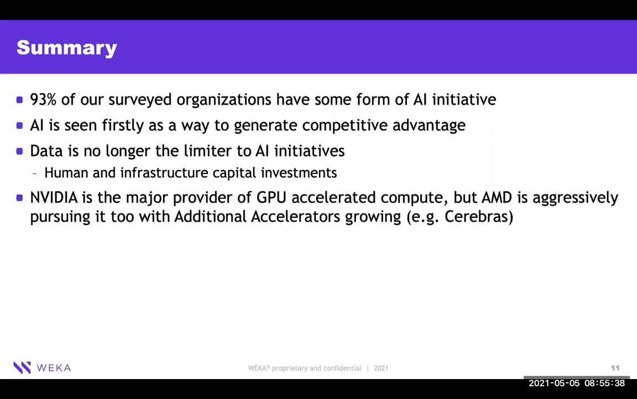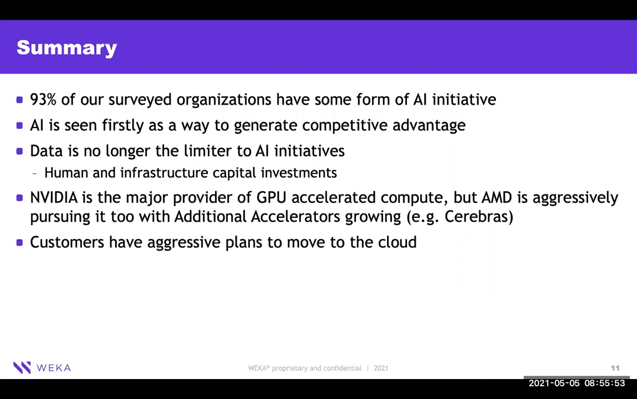Infrastructure, human infrastructure. NVIDIA is the major provider of GPU accelerated compute, but AMD and Intel are actually behind it. And there's actually more accelerators growing in the market. For example, Cerebras is a big one. Customers have aggressive plans to move to the cloud. We have that in the complete questionnaire, but we also asked customers about their cloud initiatives. What are the cloud initiatives today and how do they plan to see it in the future? There's definitely an aggressive move to the cloud.